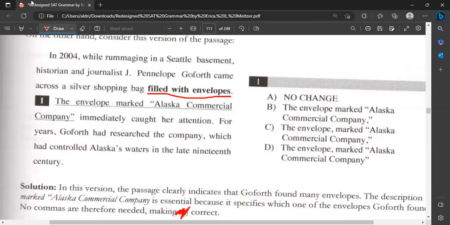Does anyone see the answer here? You guys are going quiet this time. Yes, sir. No change. Okay. All right. So that's actually correct. The answer is A. Do you want to tell us why?